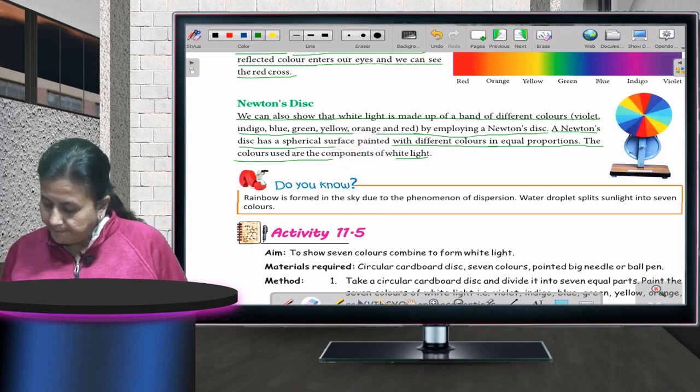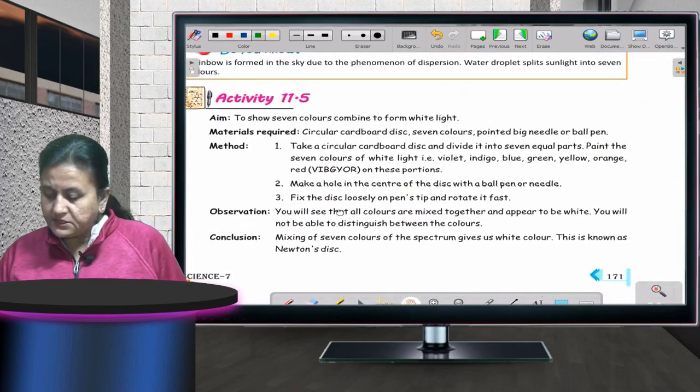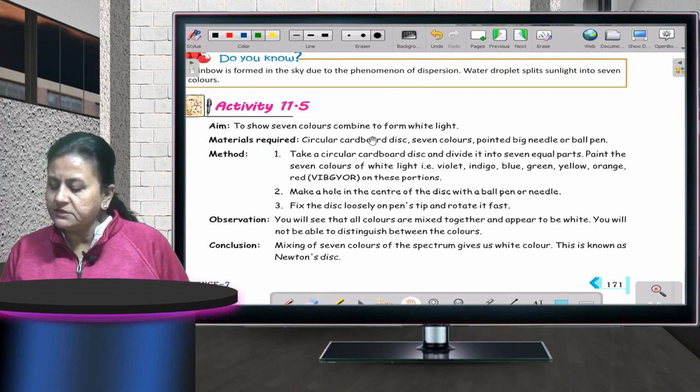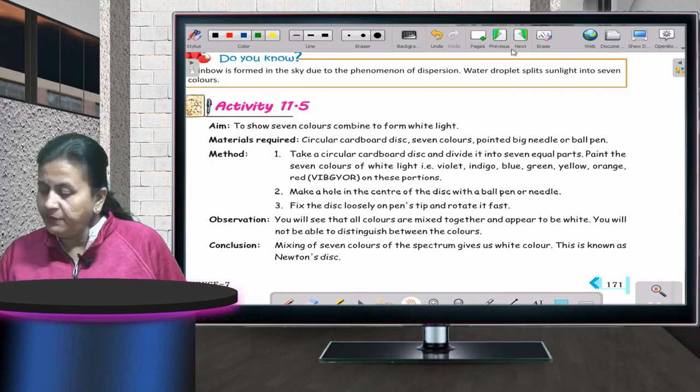This is again an activity to show 7 colors combined to form white light. This is very easy. Just go through it. Now we'll be moving to the next page.